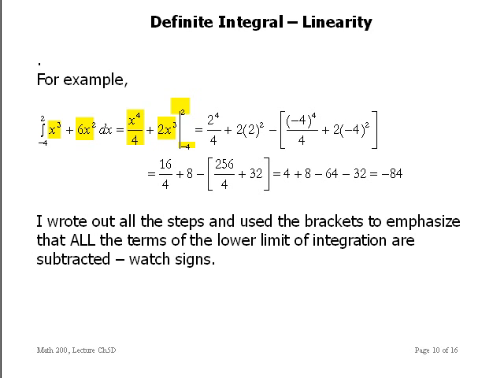Now when I plug into the equation, I would plug in the 2 in this whole expression, so I get 2 to the fourth over 4 plus 2 times 2 cubed. Now when I plug in the minus 4, remember this, you are going to subtract everything. So put it in brackets. If you don't put it in brackets, you can make a sign error. So I put whatever that lower limit of integration is in here and raise it to the 4th power divided by 4. And then I put the lower limit of integration here, and that should have been cubed. I'll fix that.